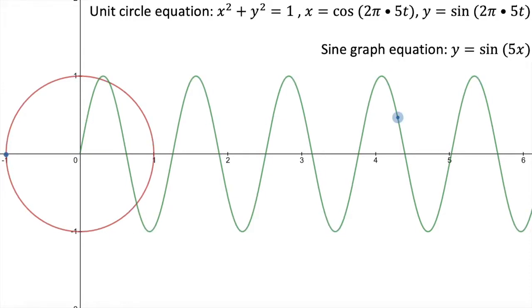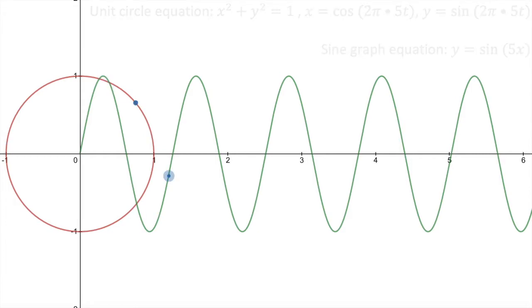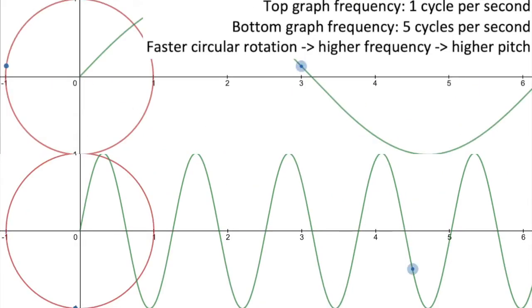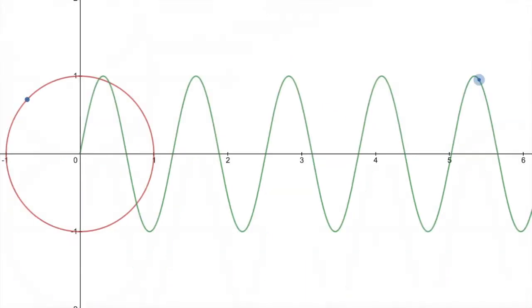Comparing these two animations, the first sine graph has a frequency of 1 cycle per second, and the second sine graph has a frequency of 5 cycles per second. The connection we can take from this is, the faster the rotation around the circle, the higher the frequency. Furthermore, since frequency is related to pitch, the higher the frequency, the higher the pitch.